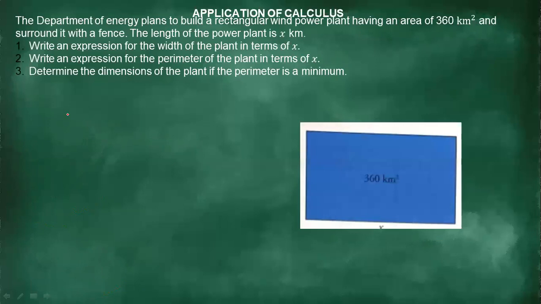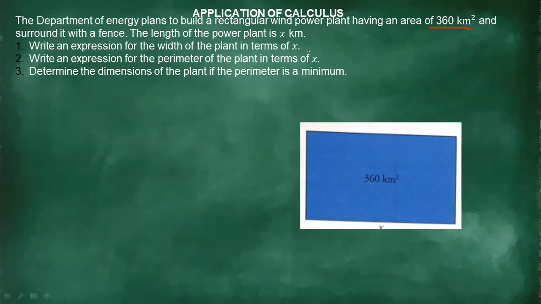The Department of Energy plans to build a rectangular wind power plant having an area of 360 kilometers squared and surrounding it with a fence. The length of the power plant is x kilometer. Now, write an expression for the width of the plant in terms of x.